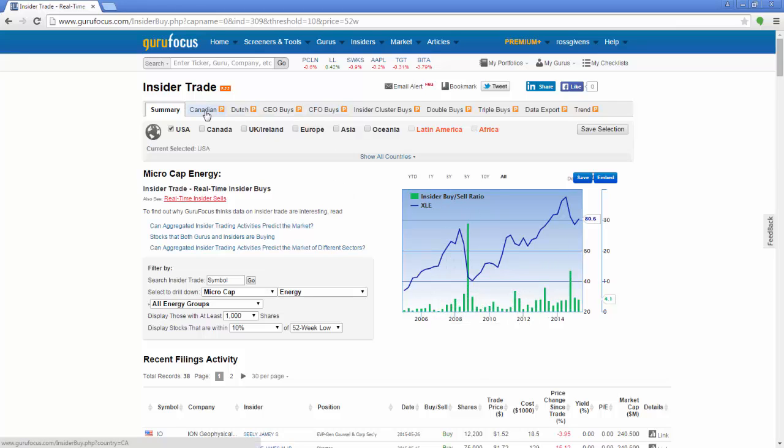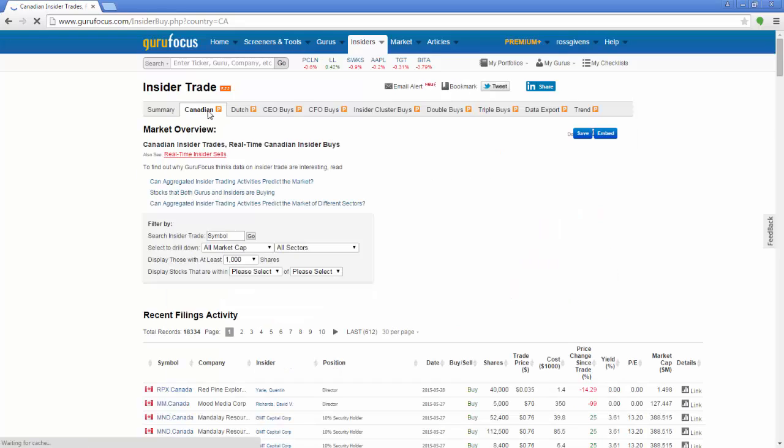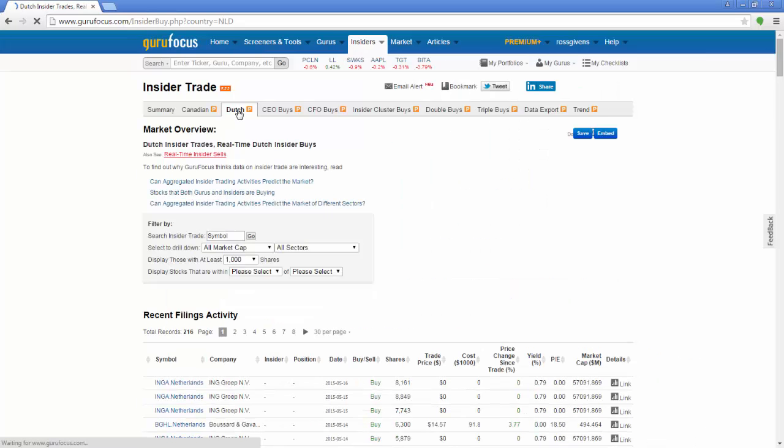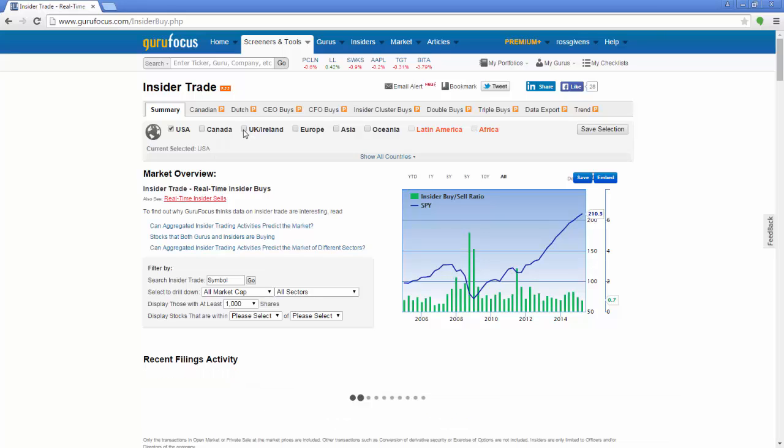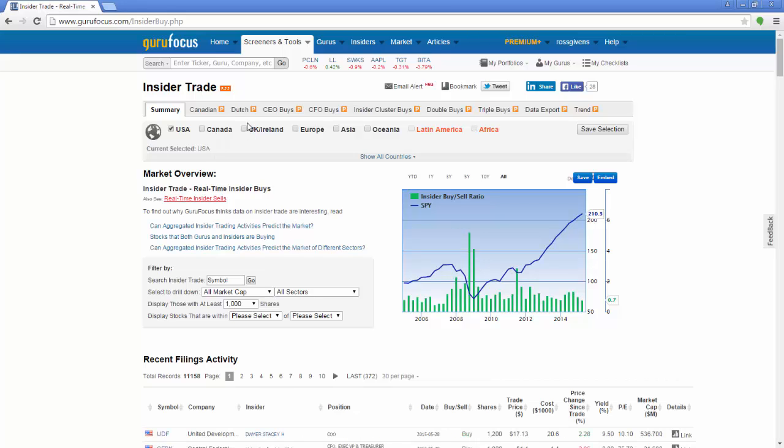So it's got a couple of headings here, like if you're looking for just Canadian insiders, just Dutch insiders, you can go that route. Again, if you're looking for a different region, you can just do it from the summary page. For instance, check UK, Ireland, and you'll get more listings there. Now, if you want to be more specific with this, you can actually dictate the buys and sells based on the person's position. You get CEO buys, CFO buys, and double, triple clusters, etc.